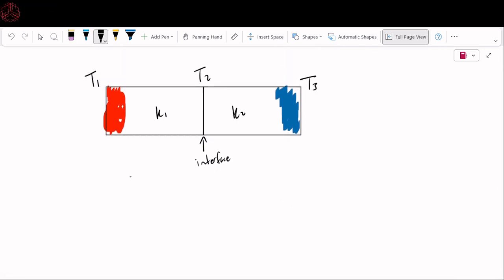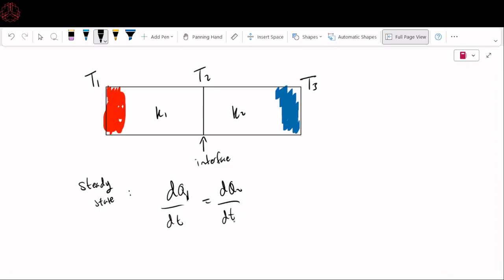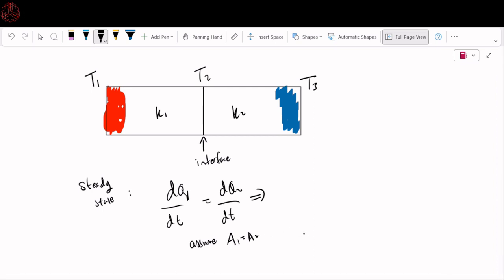Then in general, you can apply steady state, where you have dQ1 over dt equals dQ2 over dt. This is what you can apply to figure out the temperature. Okay, so the negatives cancel out, so that's nice. And then you assume that their cross-sectional area is the same. This is generally the approach to problems like this.